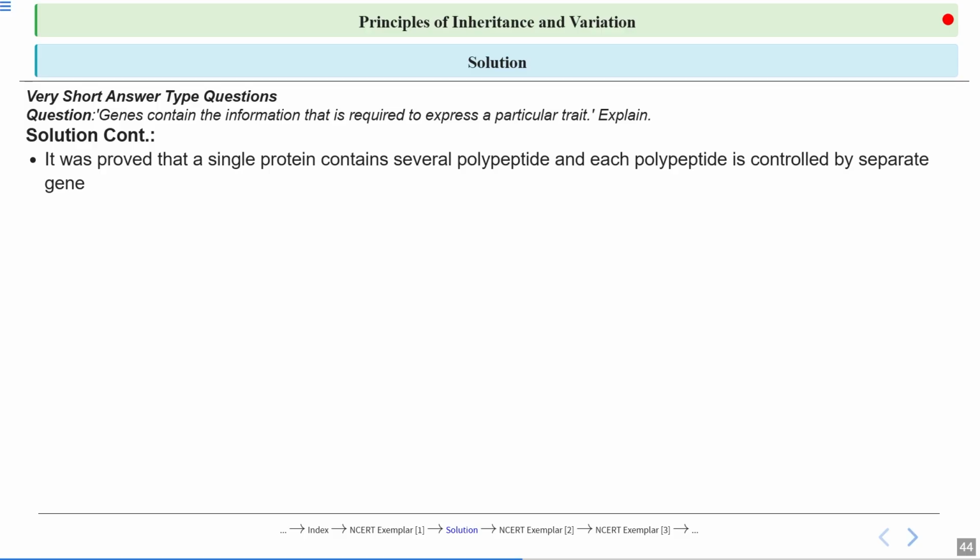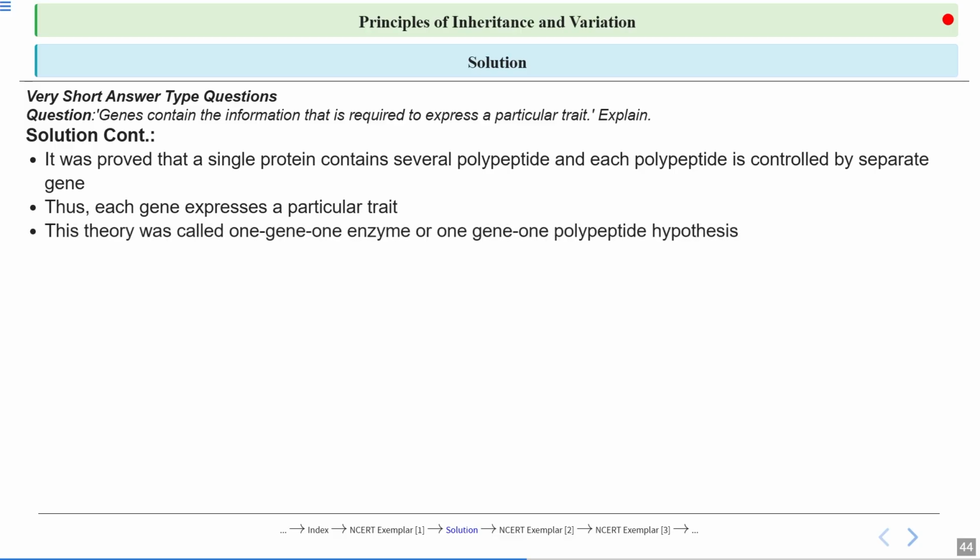So you know proteins are polypeptides. And here each polypeptide in the protein was controlled by separate genes. Thus each gene expresses a particular trait. So one gene codes for one protein. What did Beadle and Tatum show? They showed that one gene codes one protein, and this one protein controls one trait. It controls one phenotype. Another gene produces another polypeptide, and this controls another trait. A third gene produces another polypeptide, and this controls another trait.